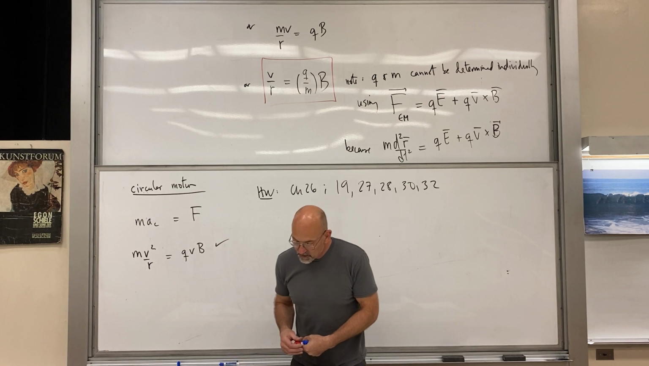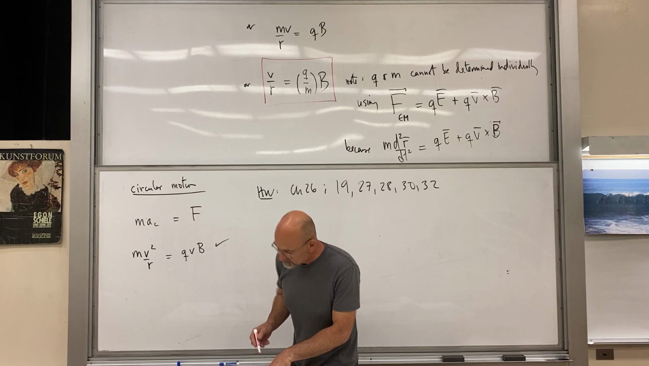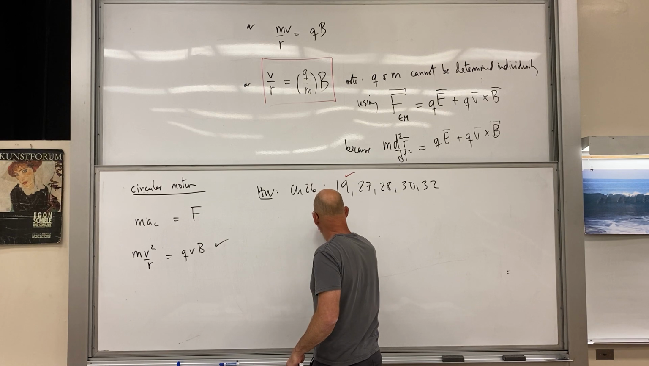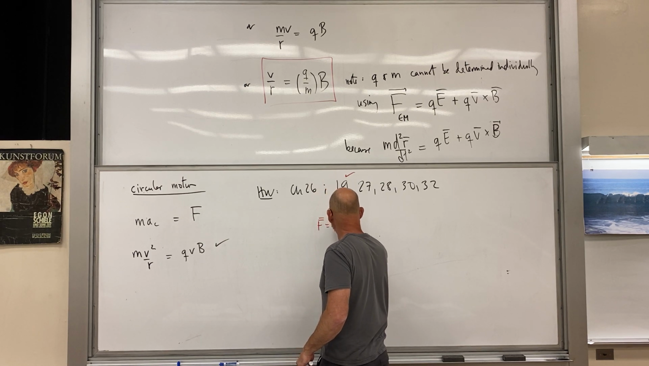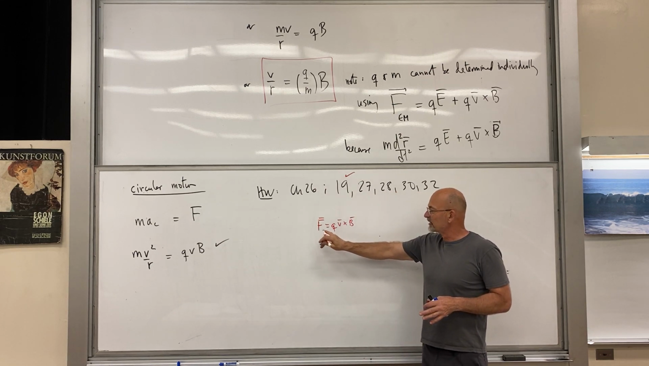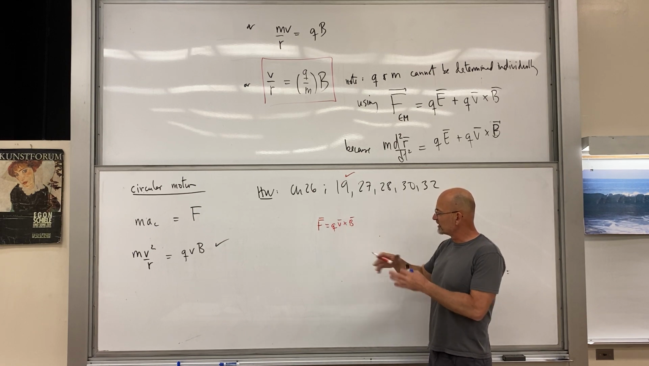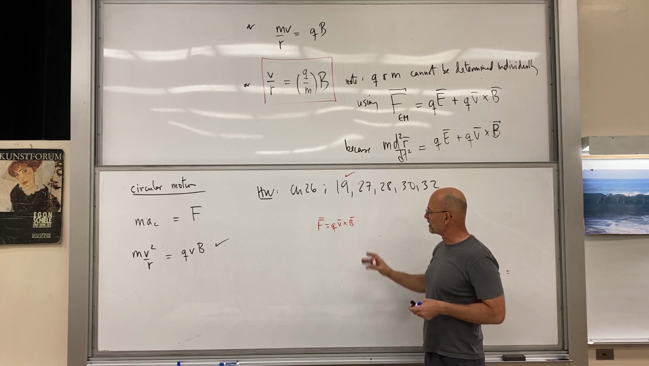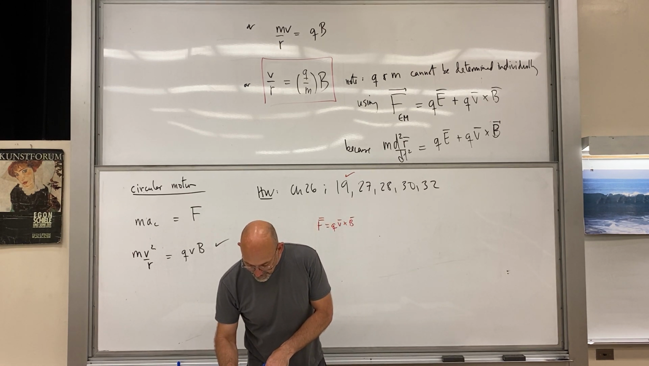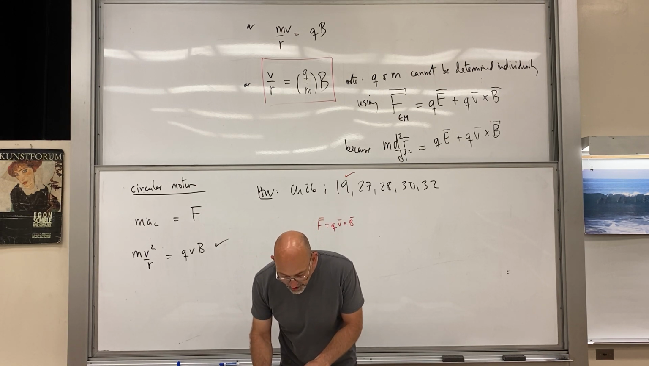Actually, let me just start here. So, 19, this one here, we're just using F equals q v cross B. They tell us it's an electron, and they give us these vectors, we just have to calculate them out using the cross product. So that's a good basic exercise. But these other ones are the circular motion.